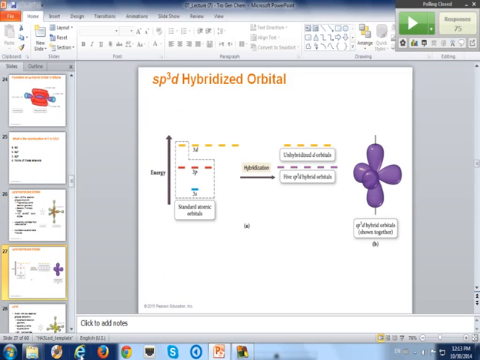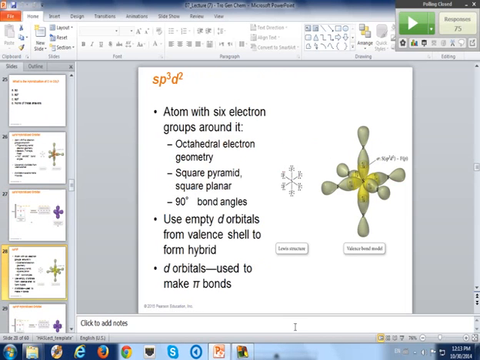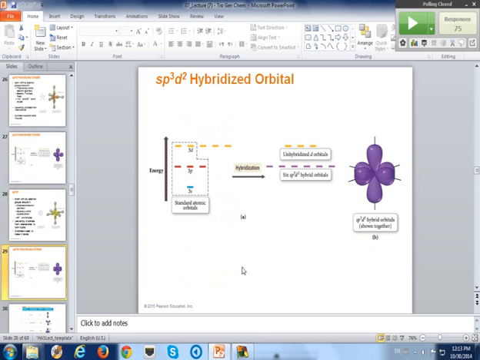Okay, so likewise, we can consider hybridizing for these post-second series elements, elements having valence shells of principal quantum number 3 or larger. We can consider mixing their S and P subshells with 2 of the D orbitals. And this kind of mixing forms hybrid orbitals.